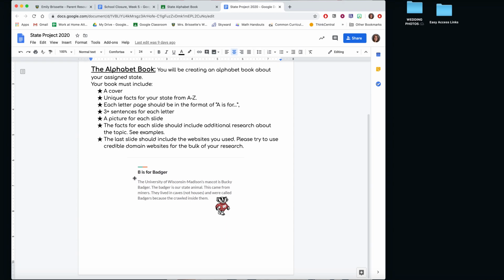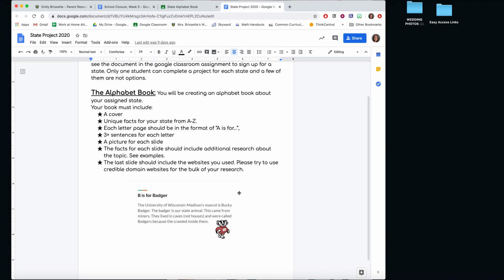For example, if I was doing Wisconsin and I did B, B is for Badger, and then I would do some information here. The University of Wisconsin-Madison's mascot is Bucky Badger. The badger is the state animal. This came from the miners. They lived in caves, not houses, and were called badgers because they crawled inside them.